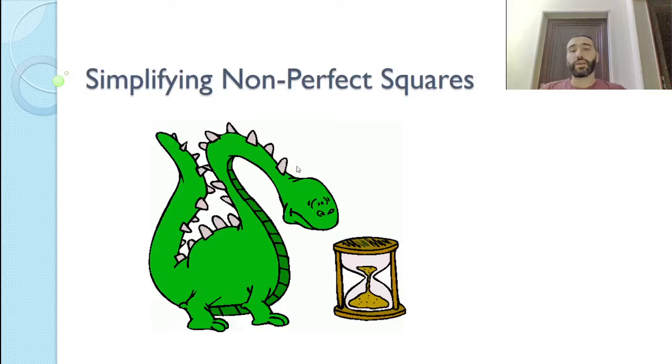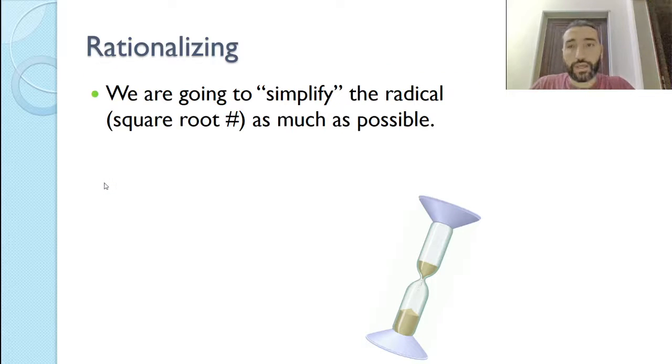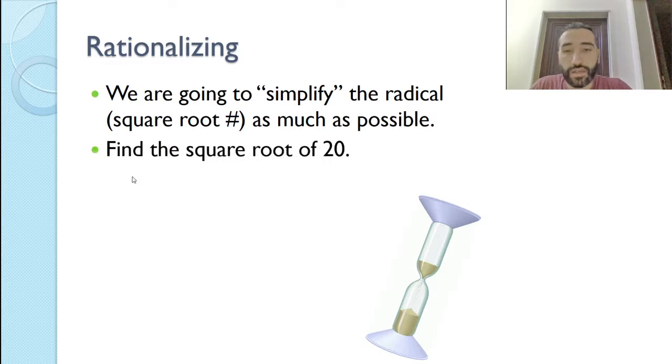Now, simplifying a radical. There's something called rationalizing or simplifying, which approximately has the same meaning at this stage. So we are going to simplify the radical or the square root as much as possible.